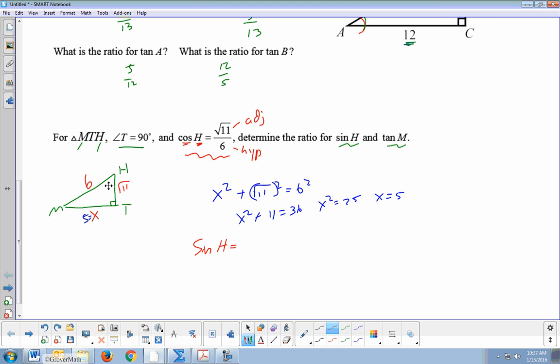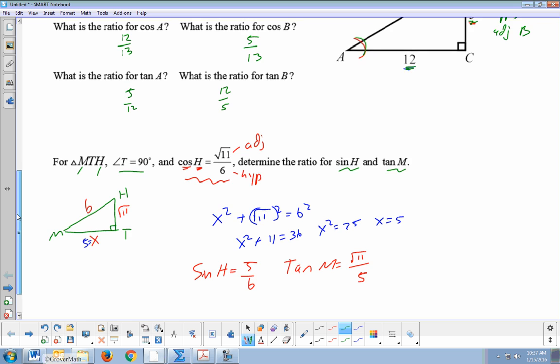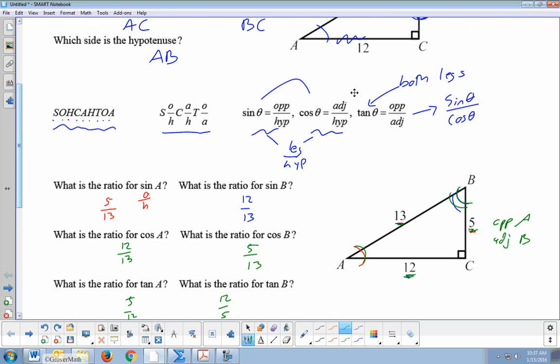Now that I know this, I can figure out what sine H is. Sine H is what's opposite H, 5, over the hypotenuse 6. And tangent M is what's opposite M, rad 11, over the adjacent. Tangent's opposite over adjacent, so opposite rad 11 over adjacent, that 5 we found. So you really do need to be careful. I almost slipped there for a second thinking tangent was opposite over hypotenuse. No, that's sine. So you really need to take time to commit those ratios to memory, remembering which one's opposite over hypotenuse, which one's adjacent over hypotenuse, which one's opposite over adjacent.